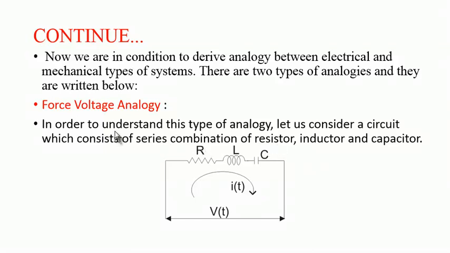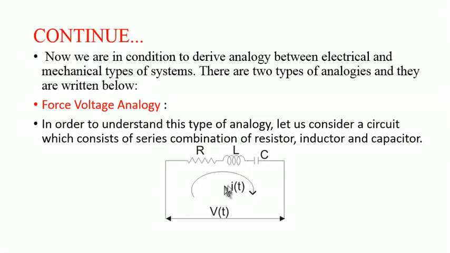So in order to study the force voltage analogy, the resistor, inductor and capacitor are connected in series combination. R indicates the resistor, L indicates the inductor and C indicates the capacitor. These three are connected in series in order to find the analogy between force and voltage, that is, mechanical and electrical.